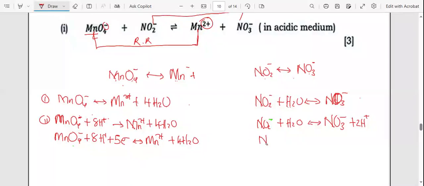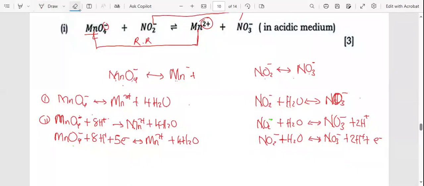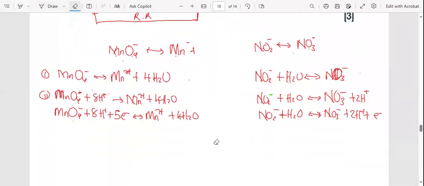Then even here we'll say NO2 negative plus H2O. We said we'll be adding where? This side, so that we can cancel that. So we'll say then plus 2 hydrogen ions, then plus an electron. So that is it. We are done. Everything is now okay. The deal now is to combine these equations and form one equation. That's all.